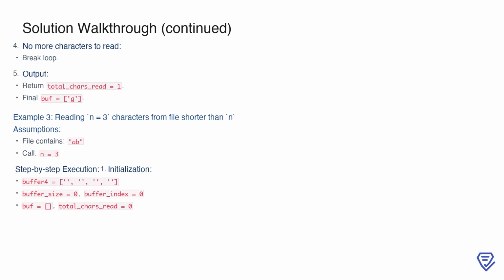In this case, the file contains only the string ib, so we expect to read as many characters as possible without exceeding the file's length. As usual, we start by initializing buffer4 as empty, setting both buffer_size and buffer_index to 0, and preparing an empty buff and a total_chars_read counter set to 0. This setup is ready for the first call to Read4.